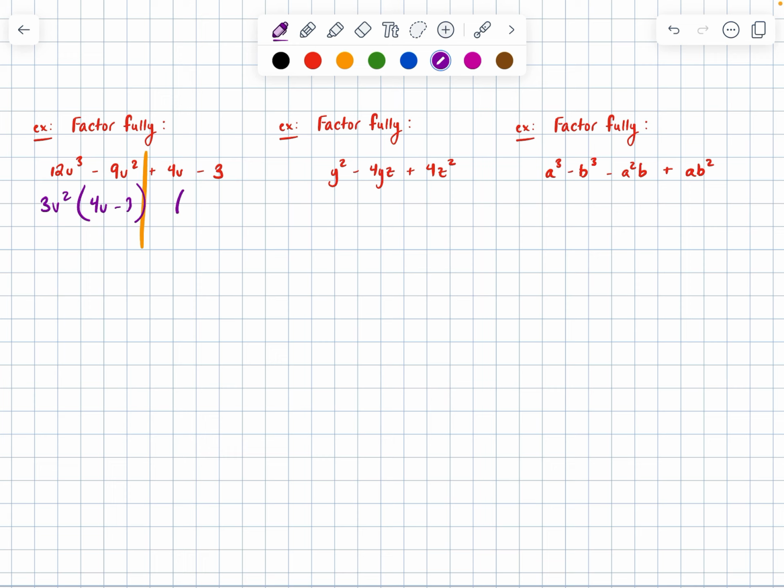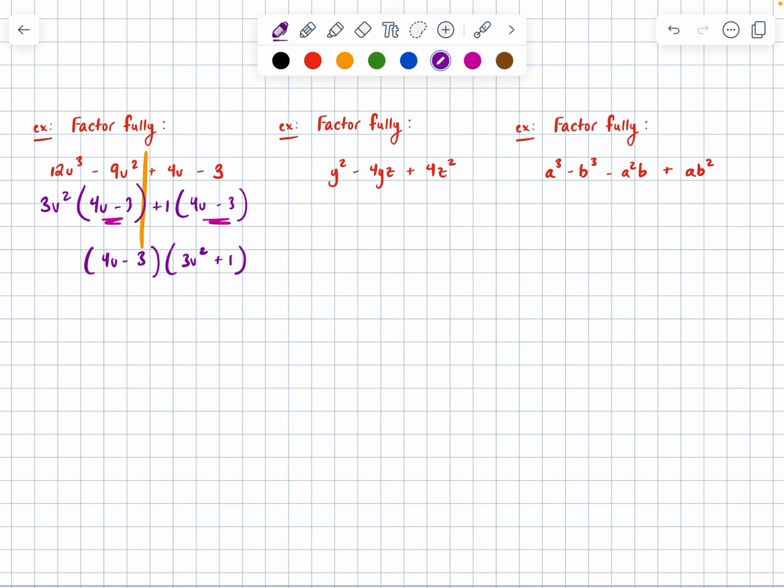Now, if factoring by grouping works, I know that my second group of parentheses needs to be 4v minus 3, but I've already got 4v minus 3, so this just needs to be multiplied by positive 1. Now that I'm here, I've got my common factor of 4v minus 3. Using my special pattern, I'm going to take that 4v minus 3 away from both of my terms. It leaves me with the 3v squared in the first group and the plus 1 in the second.